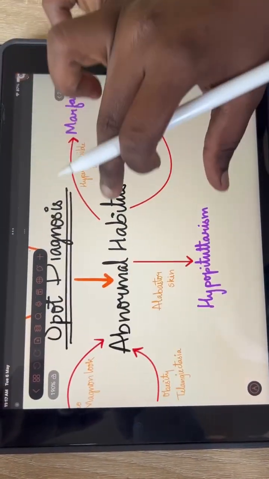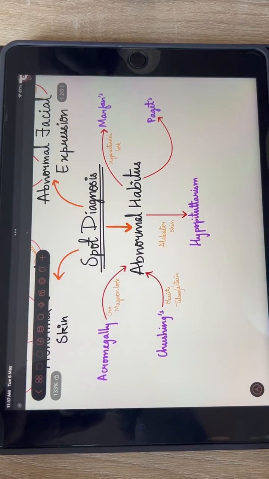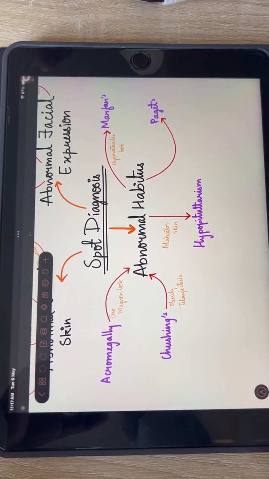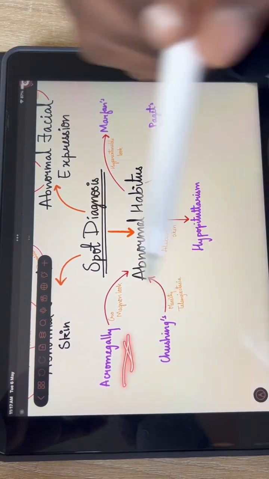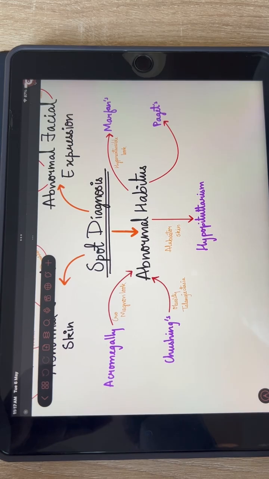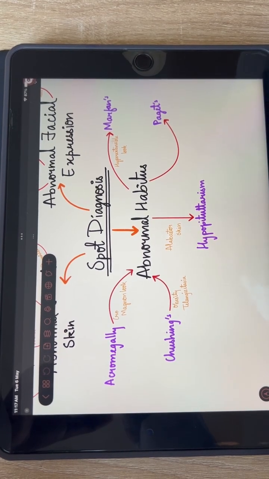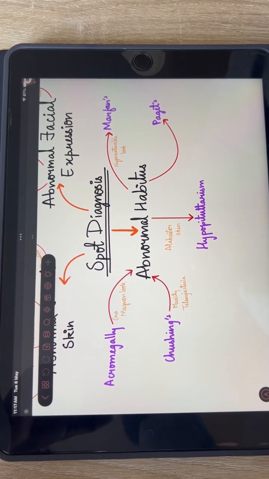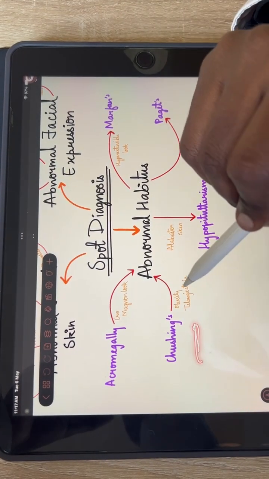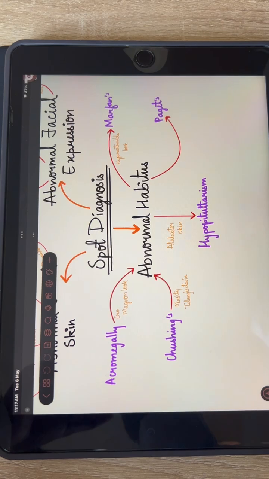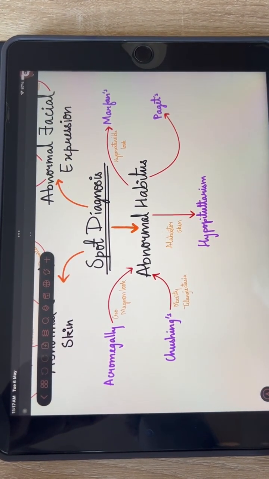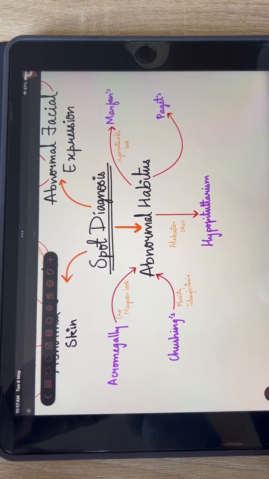Now let's move to the abnormal habitus. Abnormal habitus is basically when the proportions of your face are seen. Then in acromegaly, we can see the patient is going to have a long face with a long chin, and also their nose is going to be a bit long and broad. In Cushing syndrome, we will see there is obesity around the face, like fat around the face, and their face is going to be round shaped, and they're going to have a thick neck.